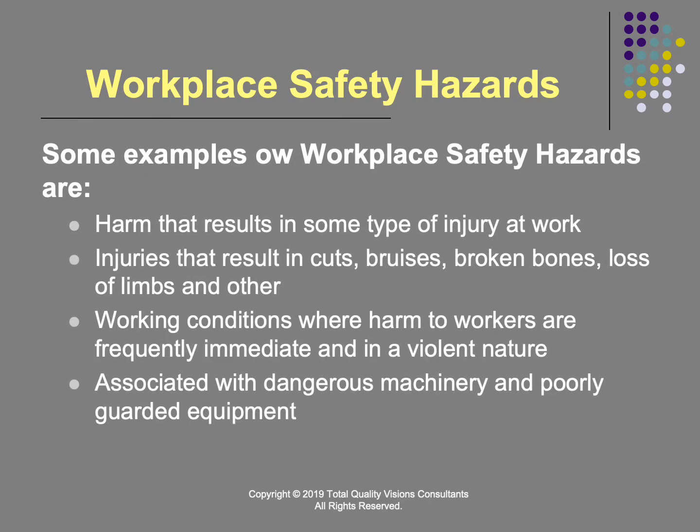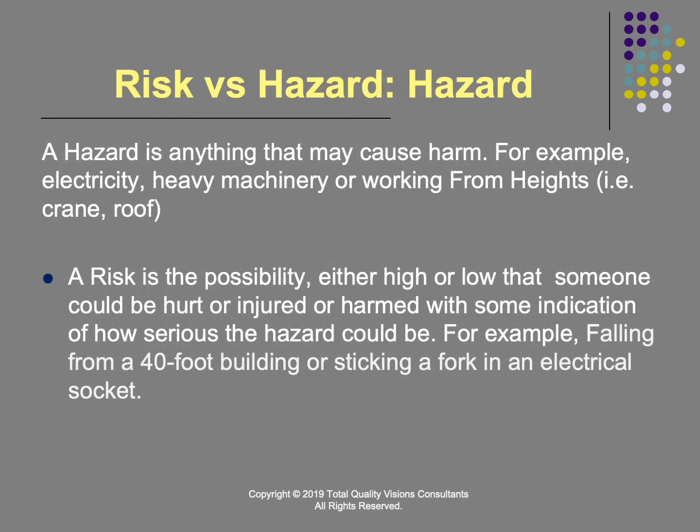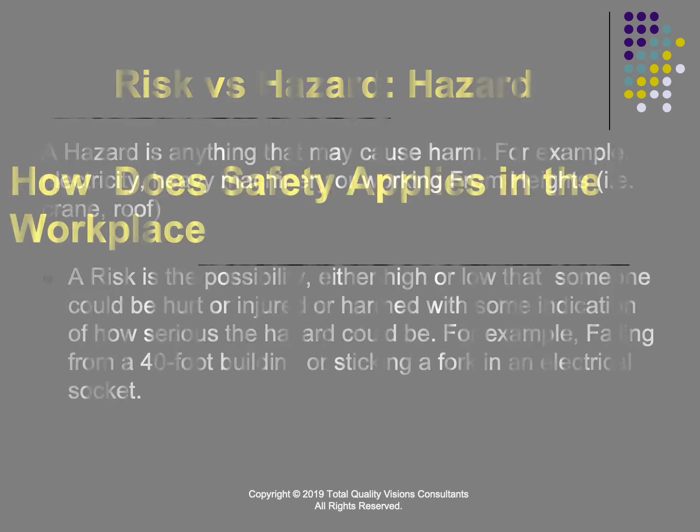Workplace safety hazards are defined as, but are not limited to, harm that results in some type of injury at work, injuries that result in cuts, bruises, broken bones, loss of limbs, and other, working conditions where harm to workers is frequent and immediate and of a violent nature, and associated with dangerous machinery and poorly guarded equipment. A hazard is anything that may cause harm, for example, electricity, heavy machinery, and working from heights.